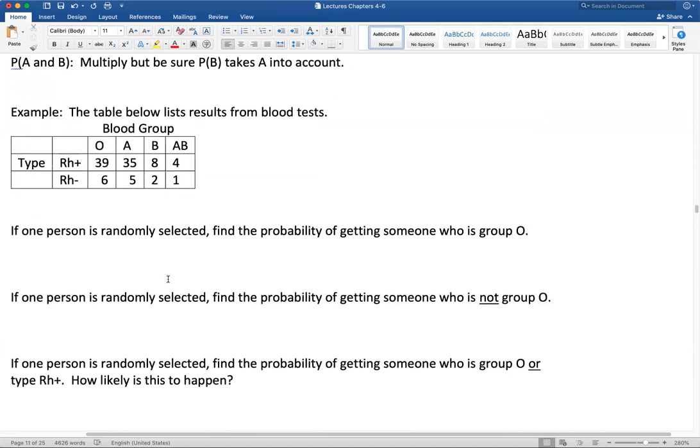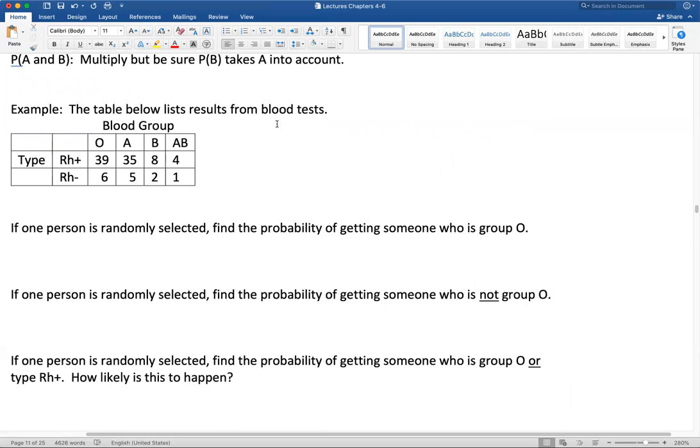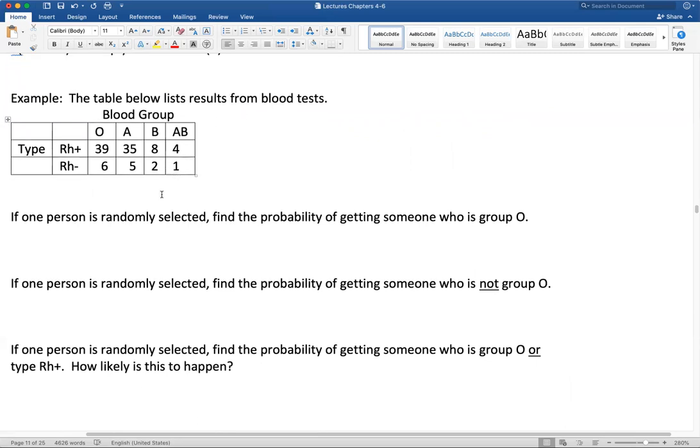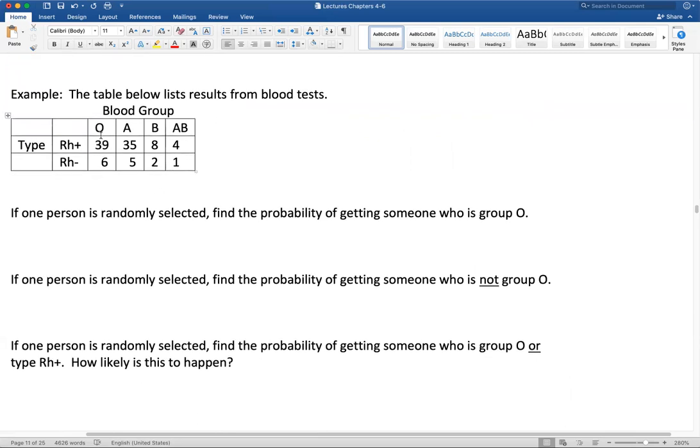So now back to the problems that I didn't cover. Let's see this example. The table below lists the results from a blood test. Here there are 4 blood types, right? O, A, B, and AB, and then the Rh factor, which includes 2 additional types, Rh plus and Rh minus. So if one person is randomly selected, find the probability of getting someone who is group O. Then the probability of O is going to be the number of outcomes in blood type O divided by the number of outcomes in sample space S.